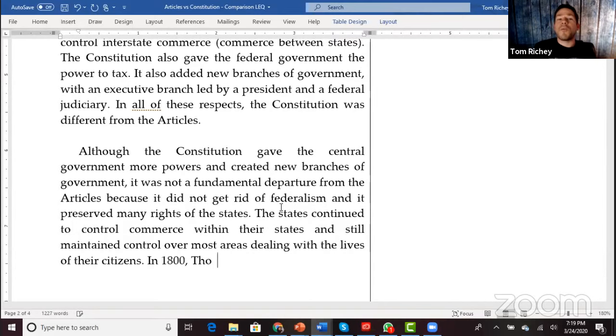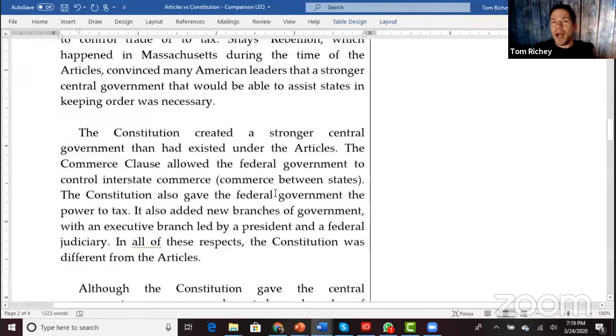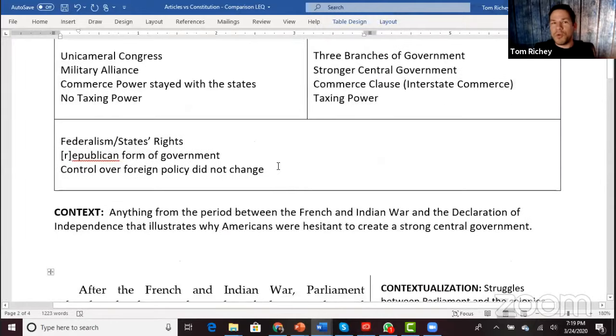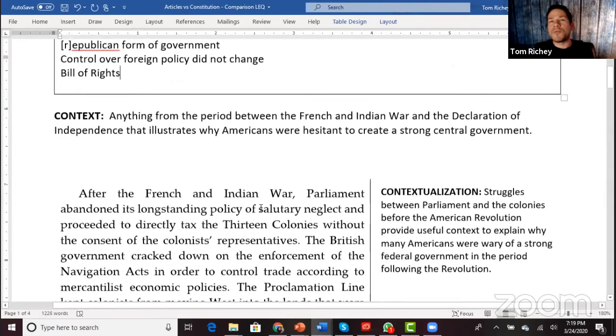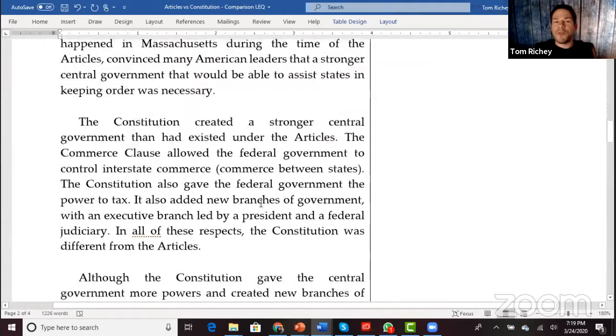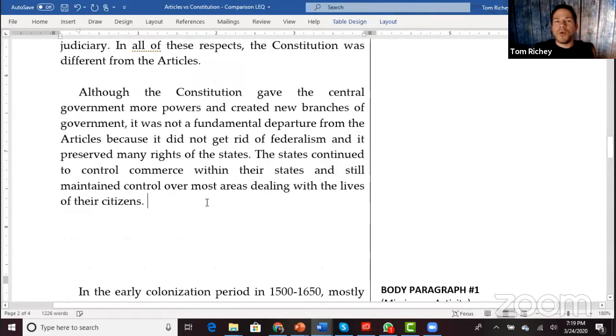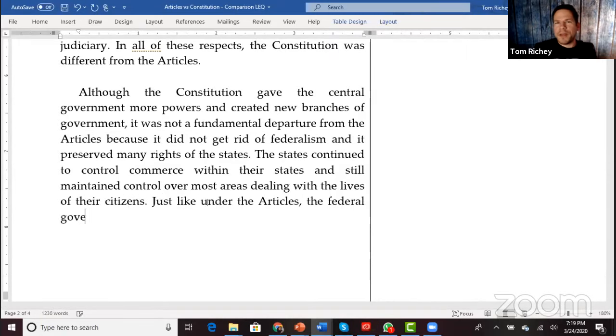One thing I could note here also is that the Bill of Rights, that's another thing you could bring in here, is more in terms of limiting the central government's power. What I'm going to note here, just like under the Articles, the federal government continued to control foreign policy. So that's a similarity.